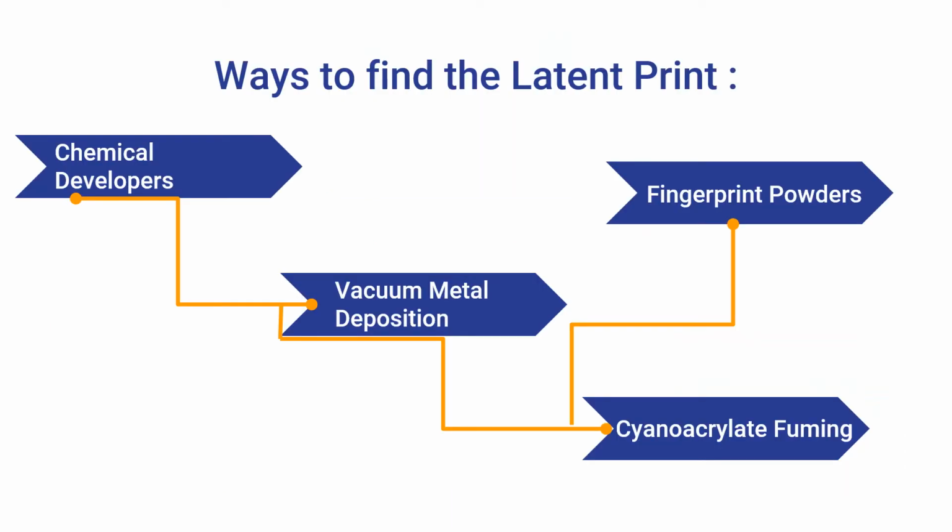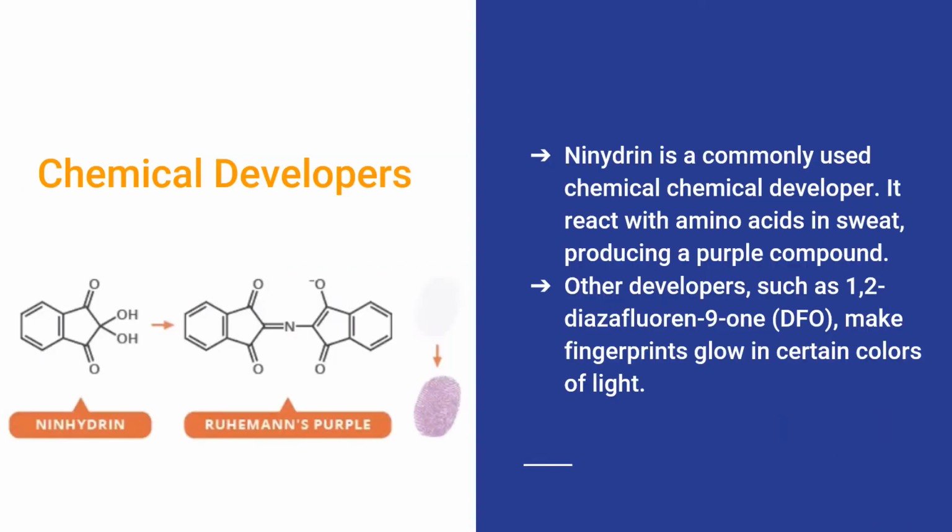Different ways to find the latent: chemical developers, vacuum metal deposition, fingerprint powders, and cyanoacrylate fuming. Chemical developers is a method by which we can make a fingerprint glow by using some chemical reactions. Ninhydrin reacts with amino acids in sweat to produce a purple compound. Other developers, such as DFO, make fingerprints glow in certain colors of light.